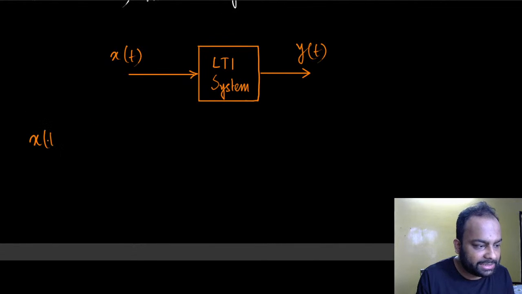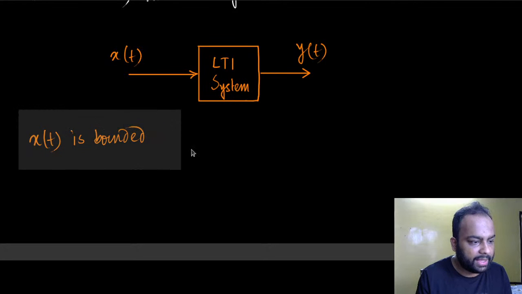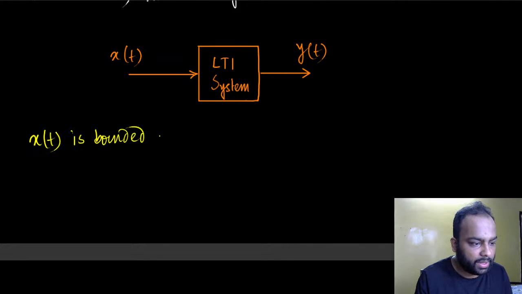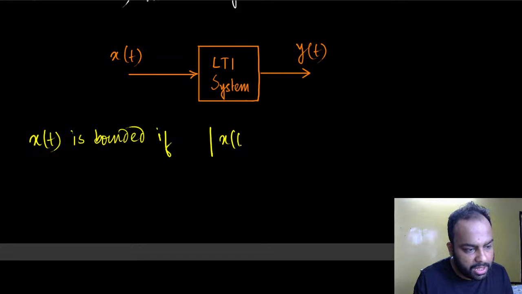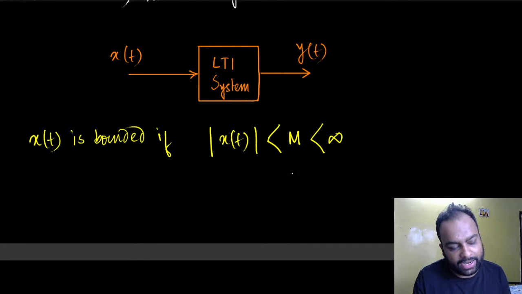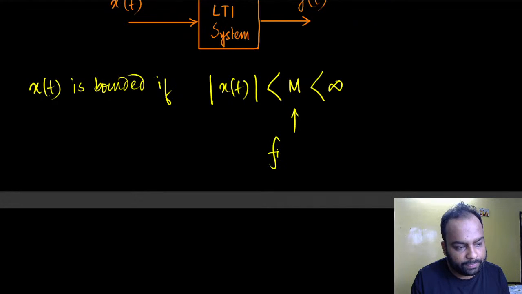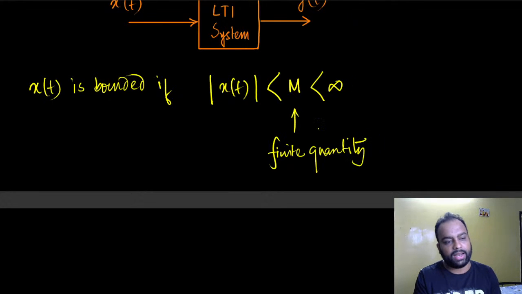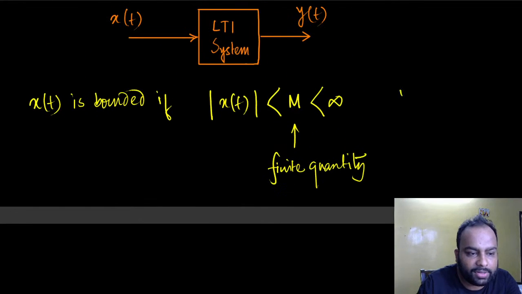So I am saying that x(t) is bounded if the amplitude of the signal is always less than infinity. So essentially it means the amplitude of the signal is always finite. So I would write that the amplitude of the signal is always smaller than a finite quantity, a finite positive number.